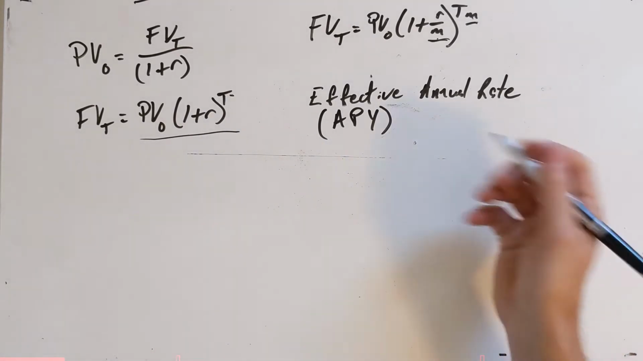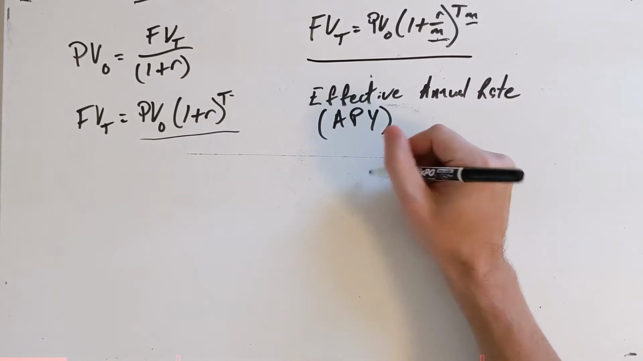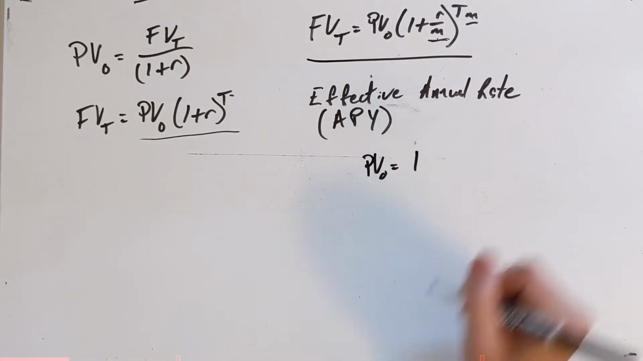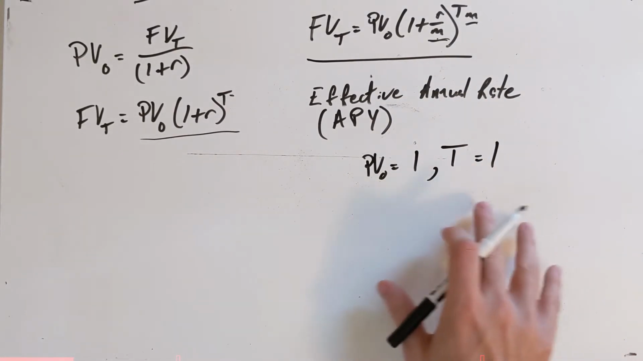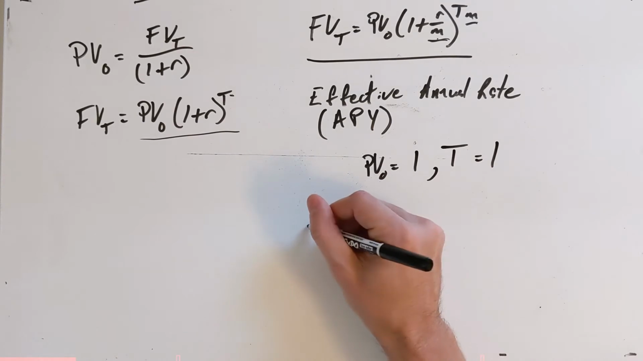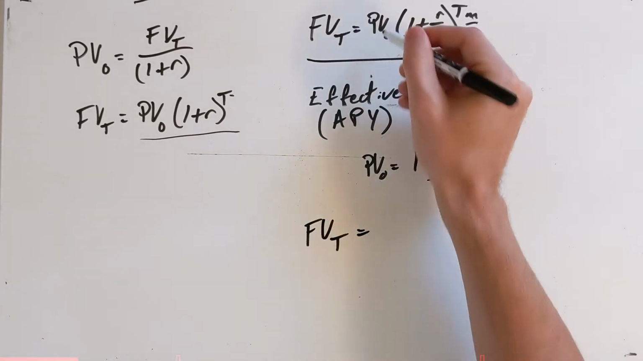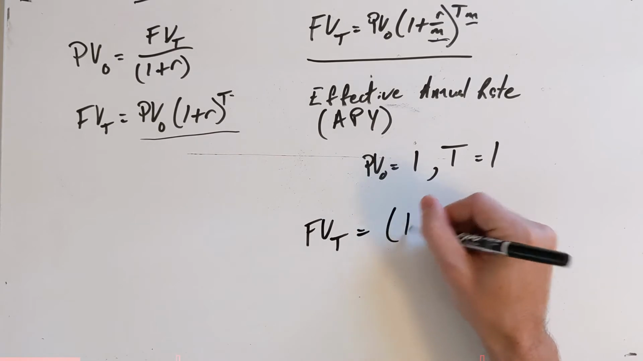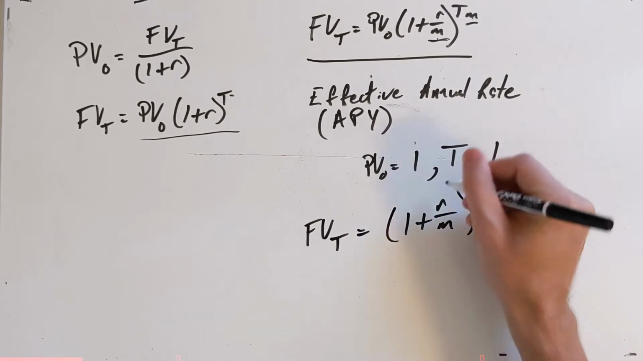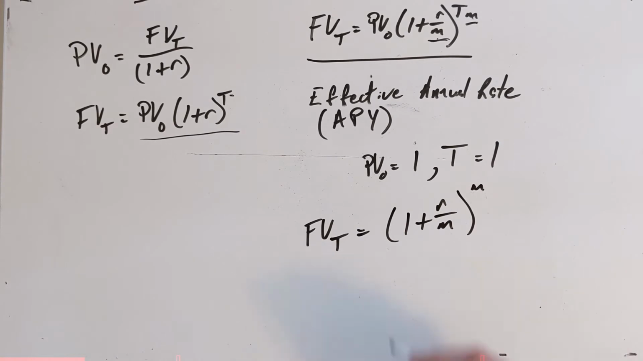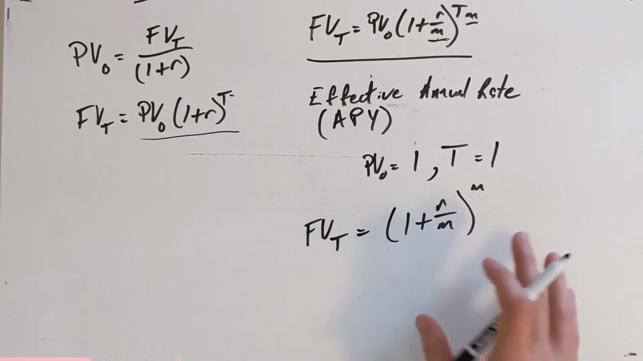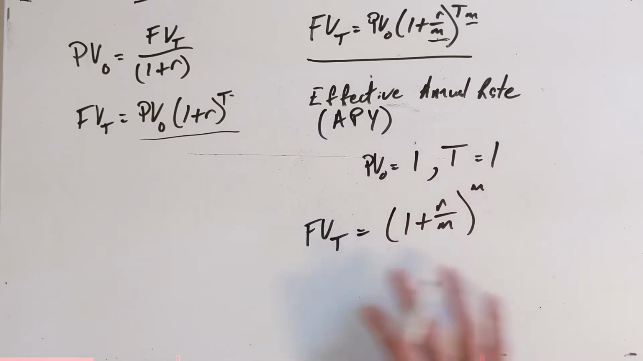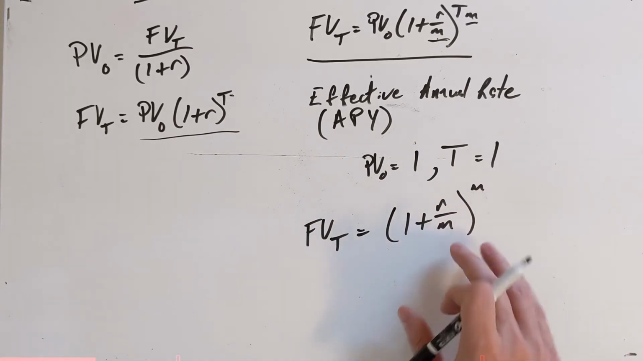And so the trick is we're going to, again, take this formula where the present value is 1 and t equals 1. If we do that, here's what's going to happen. The future value at time t is going to be 1 plus r over m, and if t equals 1, you're just going to have that raised to the m power. Now, what we're trying to do here is figure out what a 1 period rate would be, even though we have multiple periods.